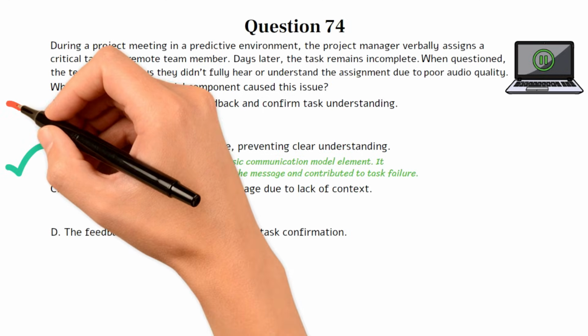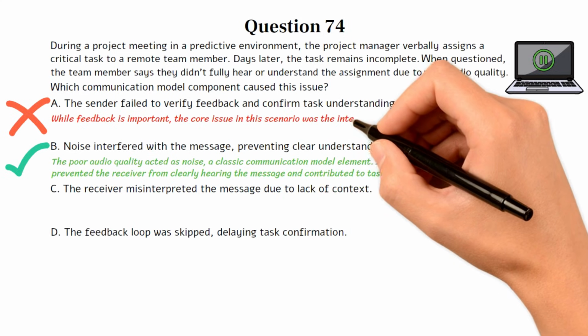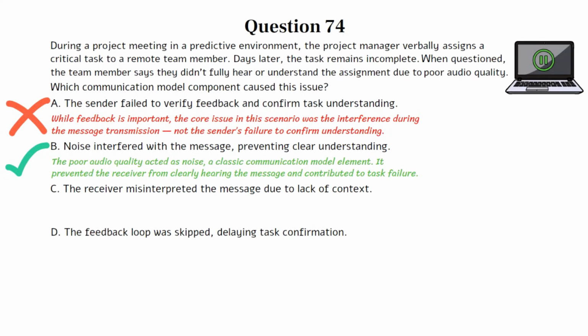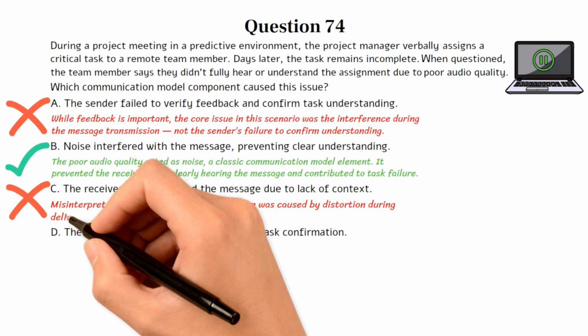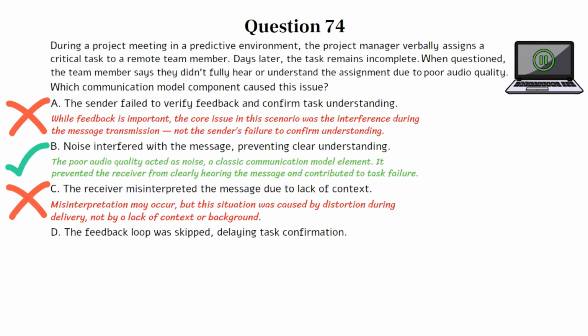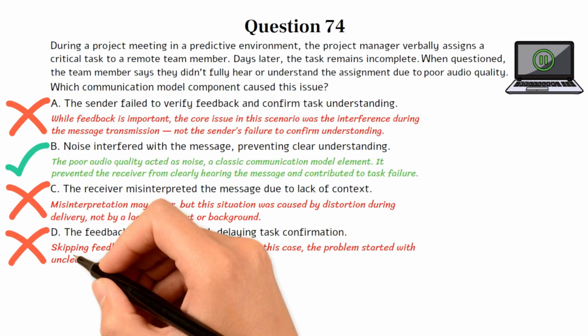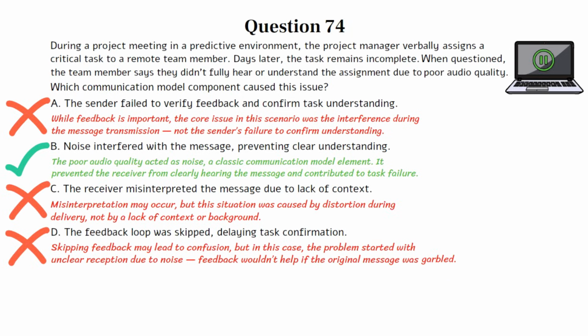Choice A is incorrect. While feedback is important, the core issue in this scenario was the interference during the message transmission, not the sender's failure to confirm understanding. Choice C is incorrect. Misinterpretation may occur, but this situation was caused by distortion during delivery, not by a lack of context or background. Choice D is incorrect. Skipping feedback may lead to confusion, but in this case, the problem started with unclear reception due to noise. Feedback wouldn't help if the original message was garbled. Let's move on to the next question if you're ready.